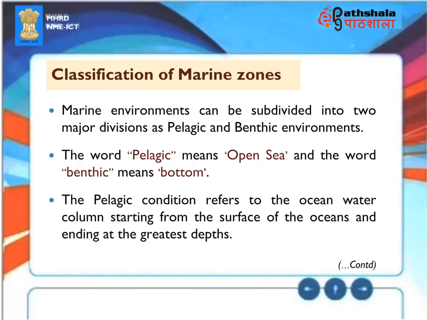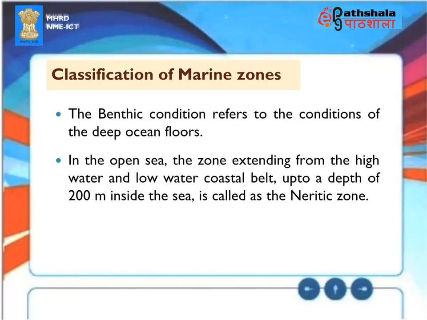The pelagic condition refers to the ocean water column starting from the surface of the oceans and ending at the greatest depths. The benthic condition refers to the conditions of the deep ocean floors. In the open sea, the zone extending from the high water and low water coastal belt up to a depth of 200 meters inside the sea is called as the neritic zone.